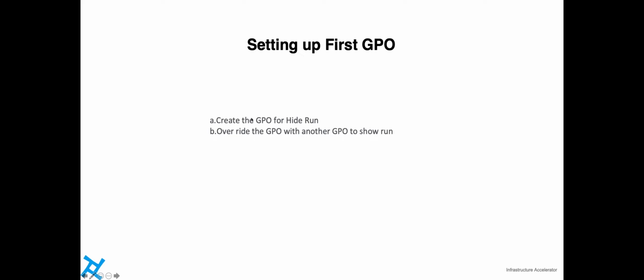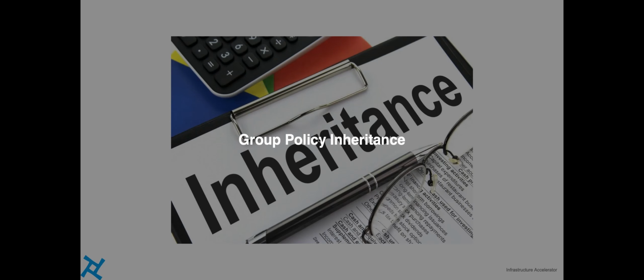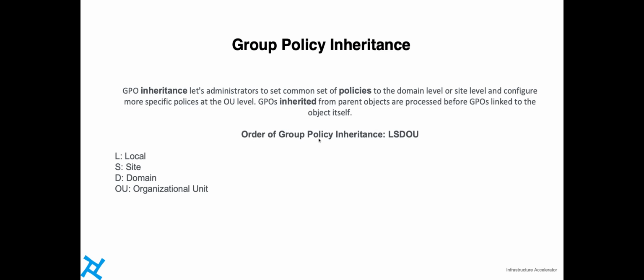So we created a GPO for Hide Run. We also want to create another GPO to show Run and override this setting. But I want to do that after I explain group policy inheritance to you, which is the next topic. Group policy inheritance, what is it? Inheritance is like anything which you get from your parents or the people above you. All right, so group policy inheritance is the same thing.